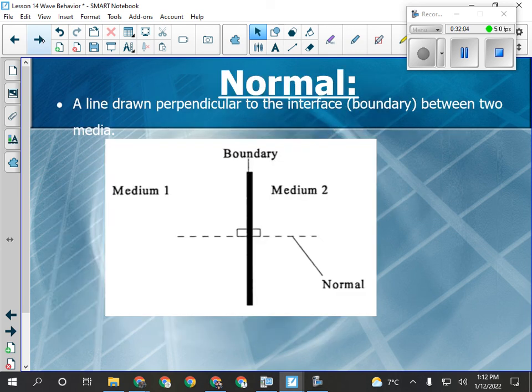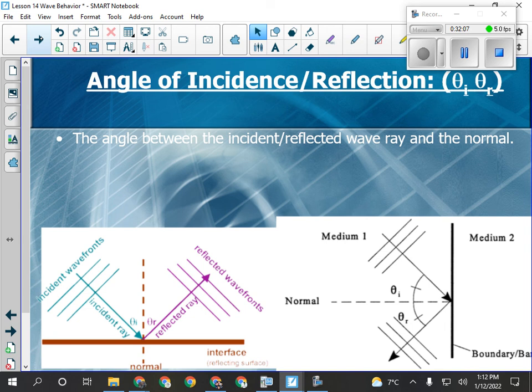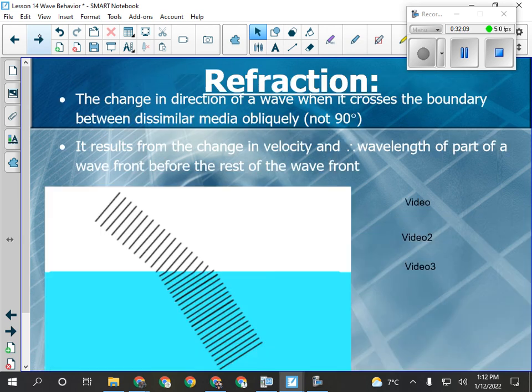We don't need to know about wave rays. We don't need to know about the normal. We've already talked about angle of incidence equaling angle of reflection. See how fast we can go, and we need to get through stuff.